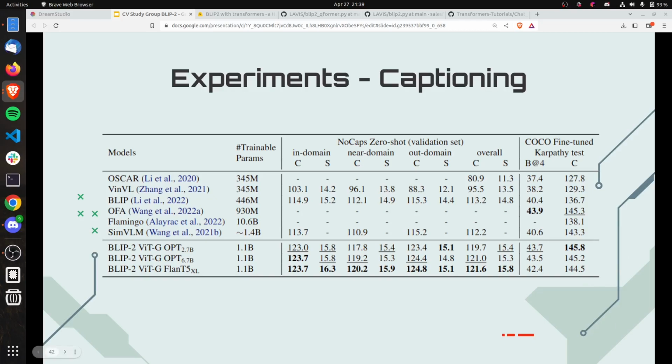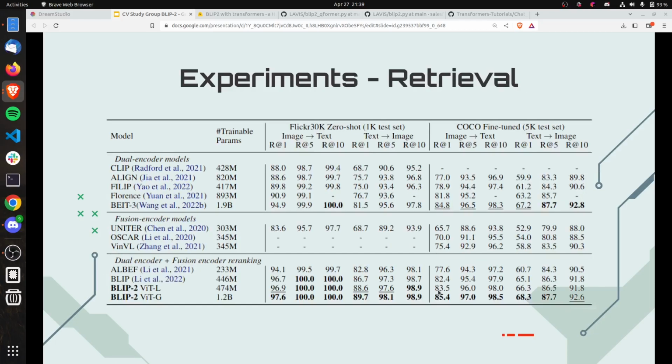And for the captioning, it's similar to the visual question answering, in that they update the Q-Former and image encoder weights and leave the large language model frozen. And the last thing they experimented with is retrieval. So it's image-to-text or text-to-image retrieval. That means when you have a pool of images and you've got a text, then you say, okay, give me the image that is most similar to this text. That's text-to-image retrieval. And when you have a pool of texts and one image, and you want to get the text that is most similar to your image, then that's image-to-text retrieval.